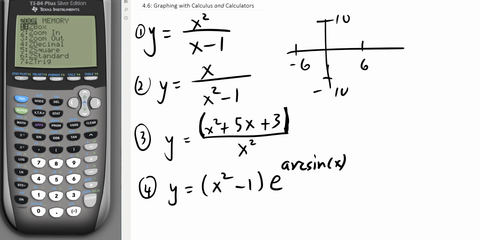So in the zoom option, if you go down to number 6, it says Z standard. Z standard will change the window back to -10 to 10, -10 to 10. If you do Z trig, it will take a trigonometric function and zoom fit it into this window. We have another one that I use a lot. It's called zoom fit. No matter what function you have, it's going to fit the graph of it within this window that we have. It changes the bounds of the window automatically and fits it in there.